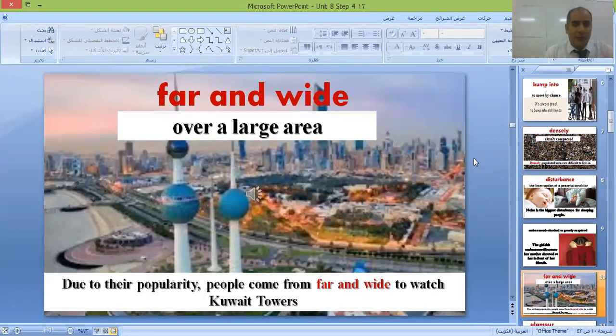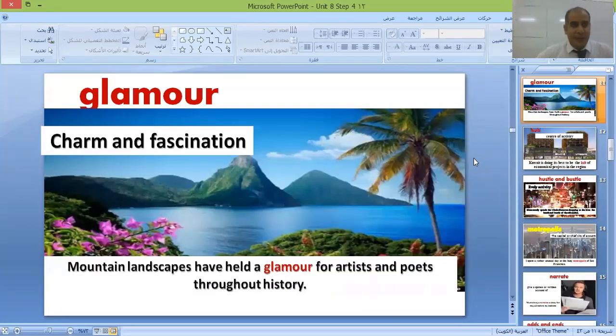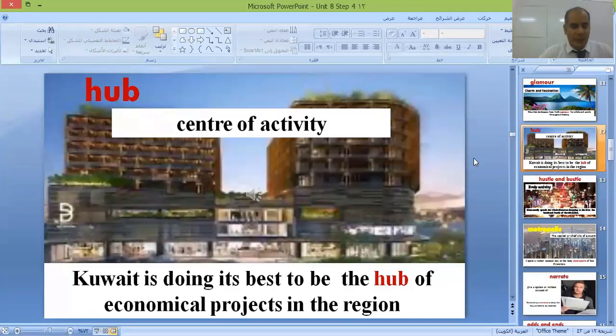Far and wide, over a large area. Example: due to their popularity, people come from far and wide to watch Kuwait Towers. Glamour, charm and fascination. Mountain landscapes have held a glamour for artists and poets throughout history. Hub means center of activity. Kuwait is doing its best to be the hub of economic projects in the region.